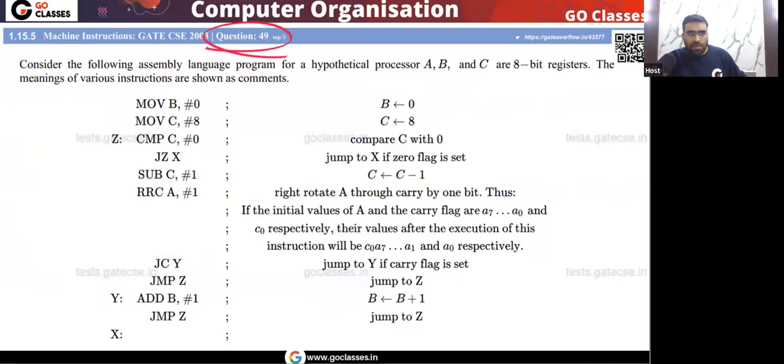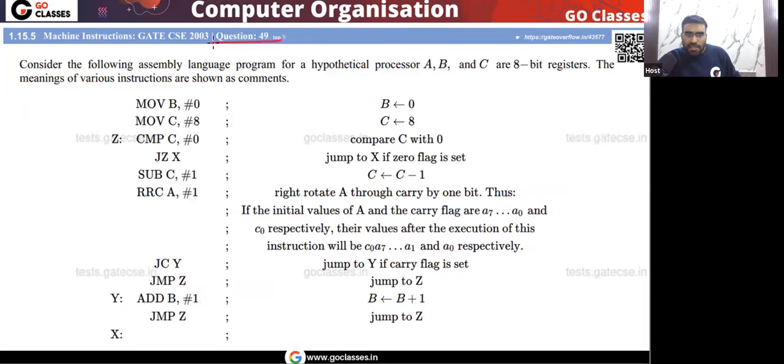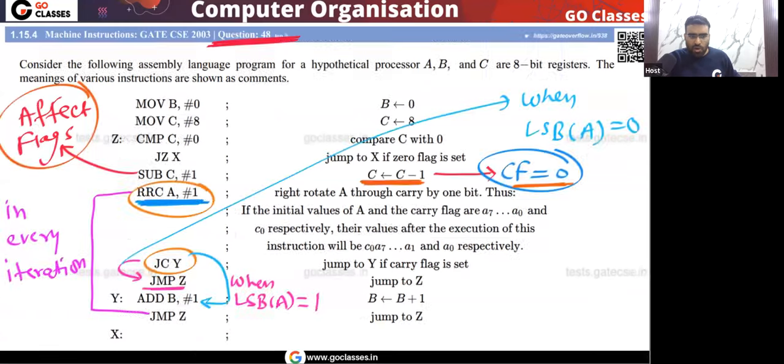That is your question number 49. See, this is question number 48, and this is asking the value of B. And there is question number 49. What is this asking? Question 49 is asking that you again want to restore the value of A.